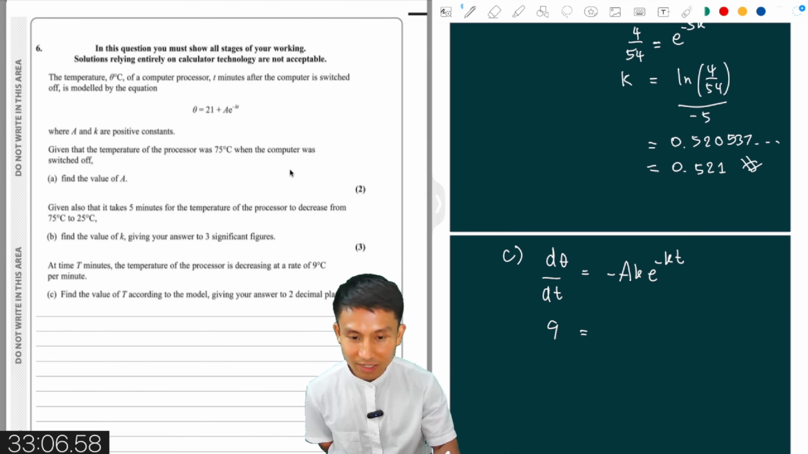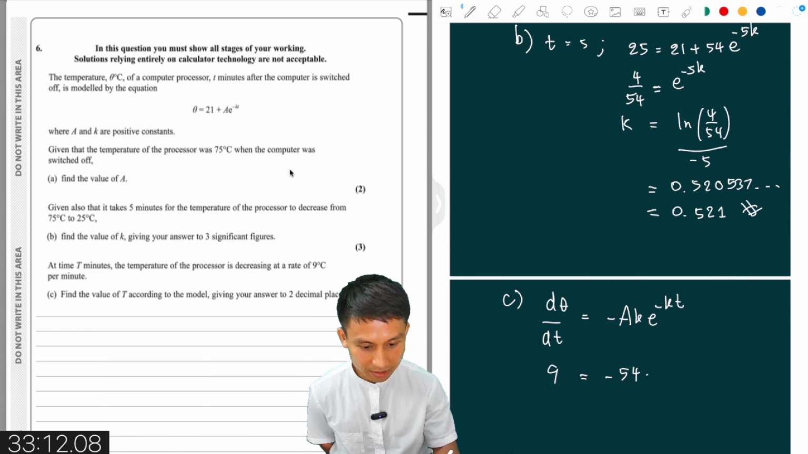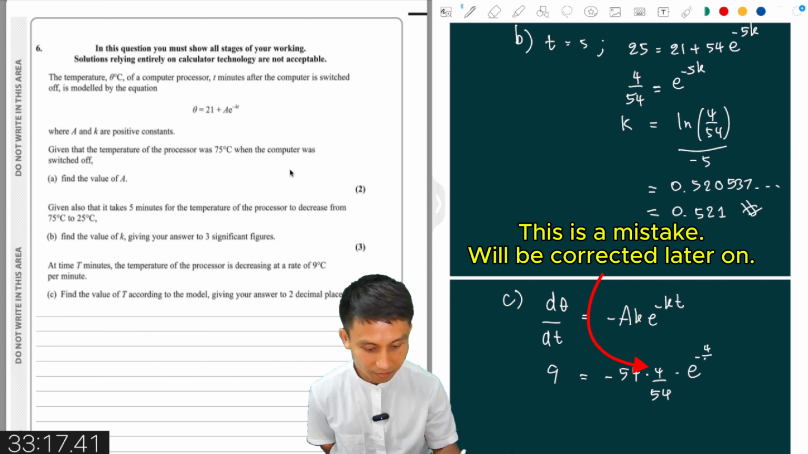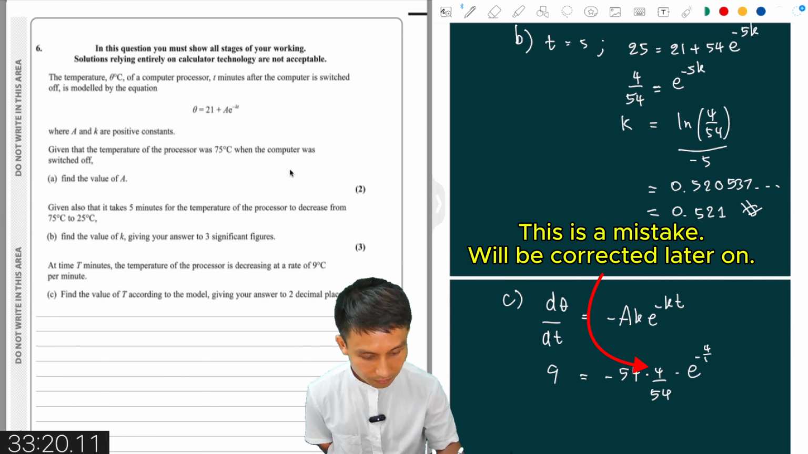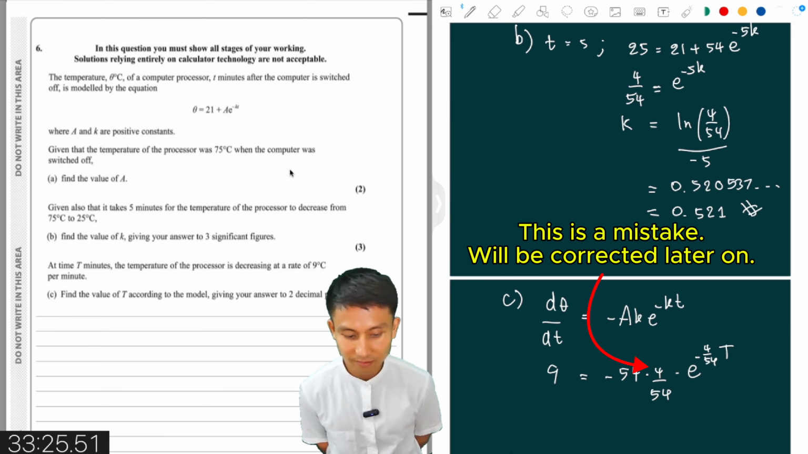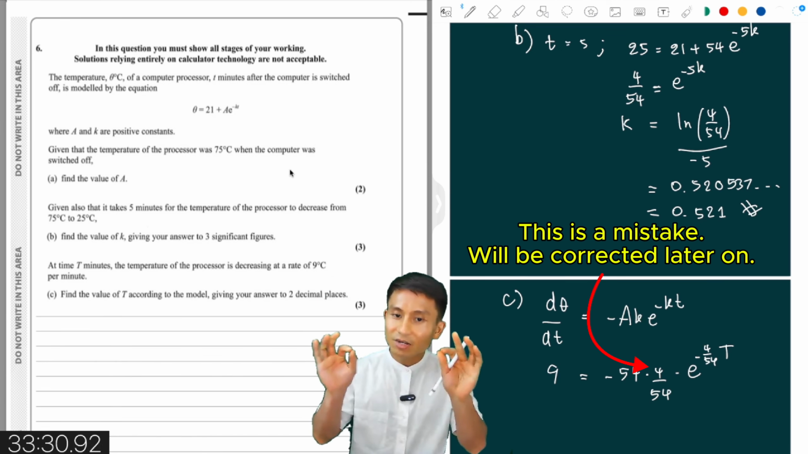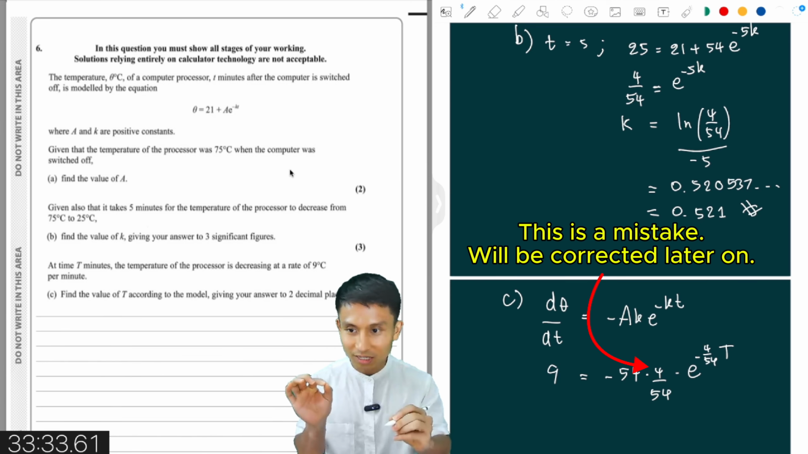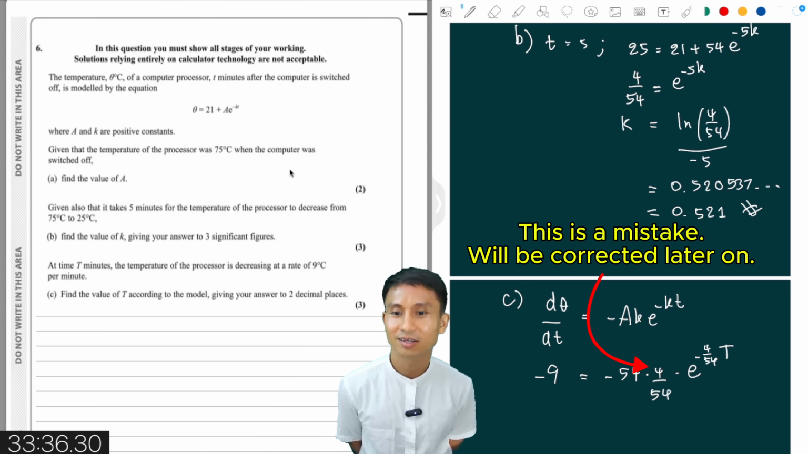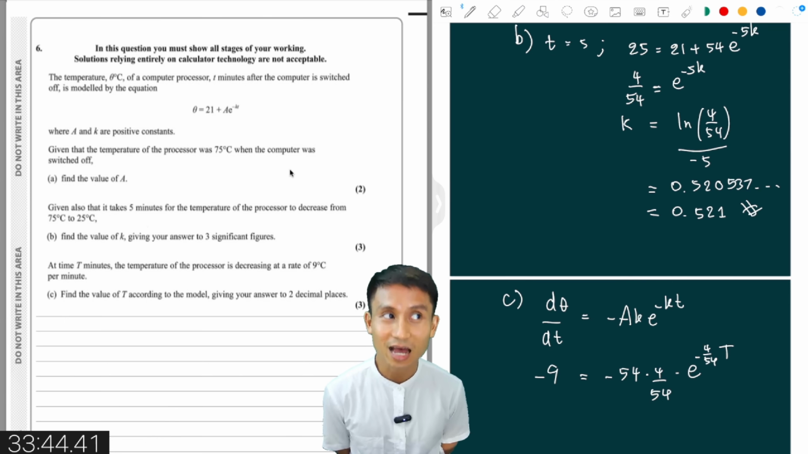So rather than doing this, what is a again? a is 54. k is 4 over 54. And e to the minus 4 over 54 t. So you can't solve a log like this, because when you do the ln on the other side, you will see a negative number. It says a decreasing rate of 9. So actually, this is a minus 9, right?